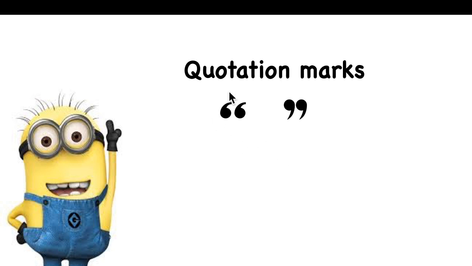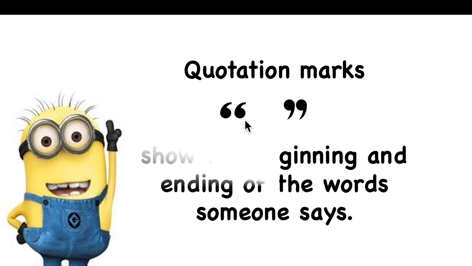These signs that you can see when you're reading a story, these kind of signs we call quotation marks. You have seen them in the stories, in the reading textbook, where we read the story, where people talk, because quotation marks are used to show the beginning and ending of the words that someone says. Again, these marks are called quotation marks, and these quotation marks are used to show the beginning and the ending of the words that someone says.